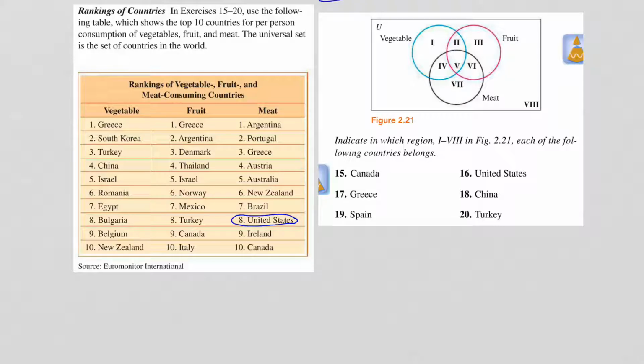I'm pretty sure you could have guessed that, as we are pretty famous meat eaters. So meat only would be region 7 right here, not shared with any other region.